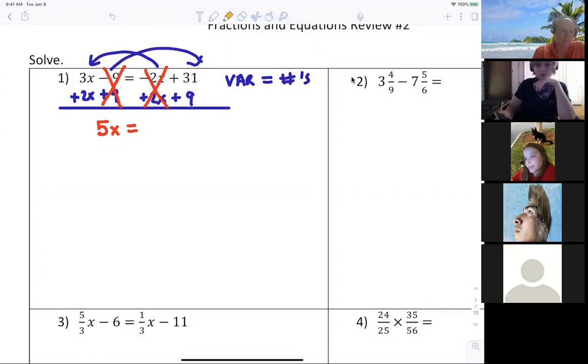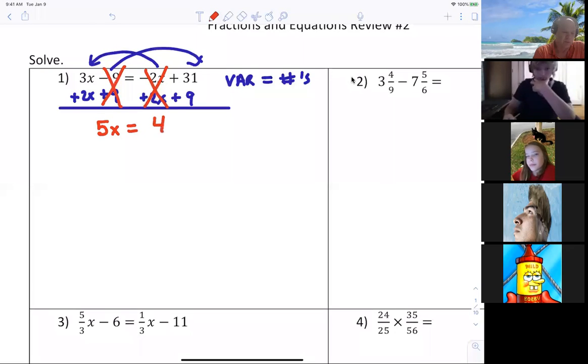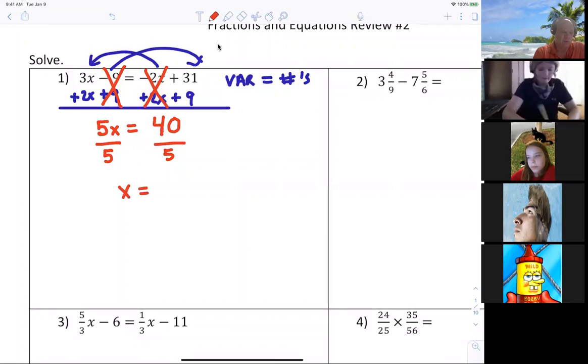Now add 31 plus 9. Thank you, Mr. Shaw. Okay. Now we divide both sides by 5. So x equals 8.